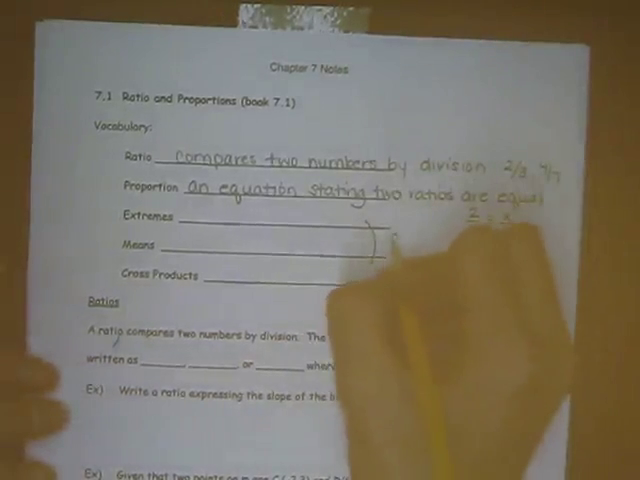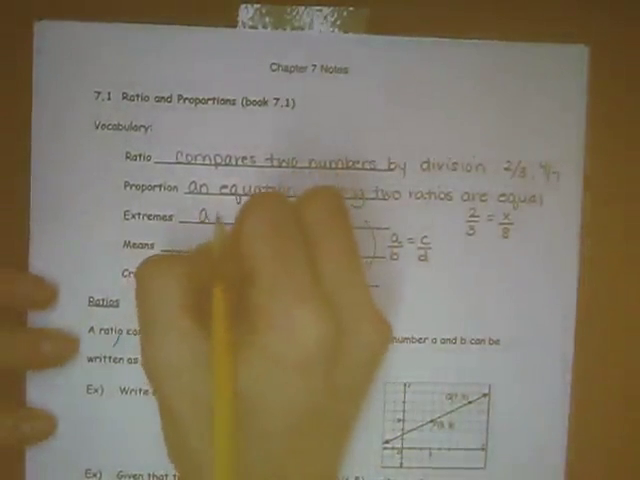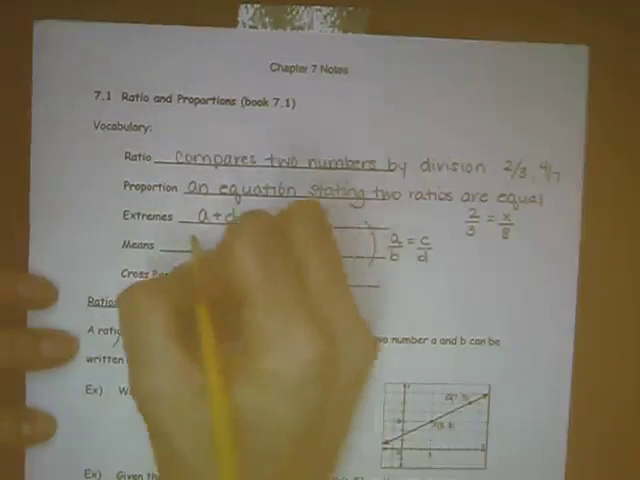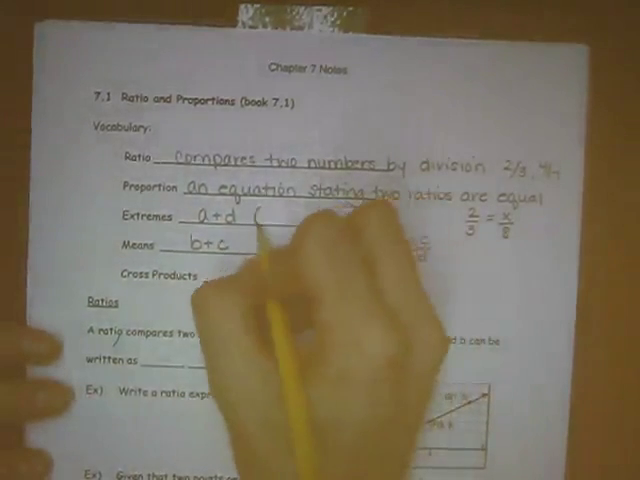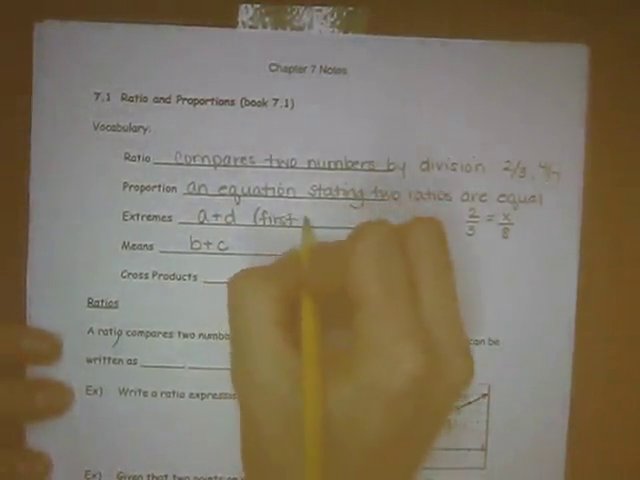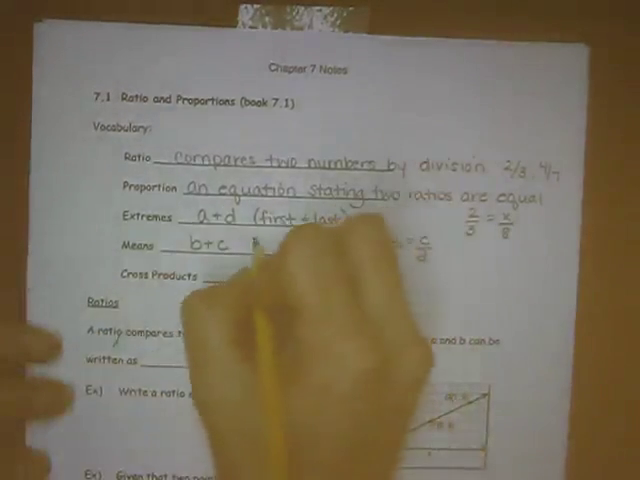In a proportion, for example, if we had the proportion a over b equals c over d, there are things called values that are extremes and values that are means. In this example, a and d would be your extremes, and b and c would be your means. The extremes are in the first and last position, and the means are in the middle positions.